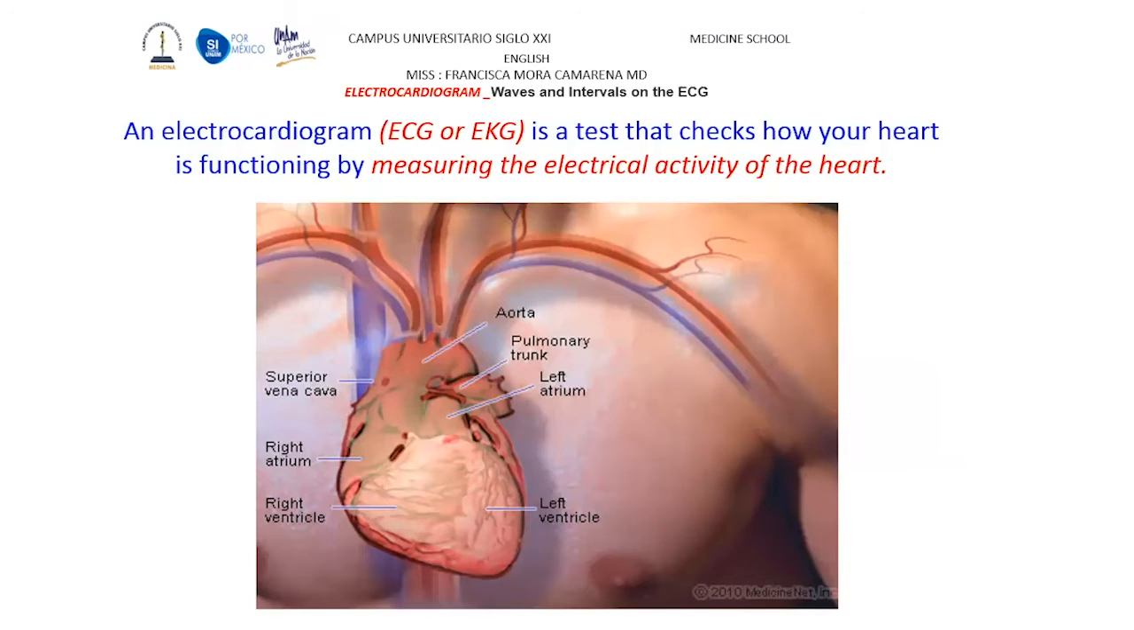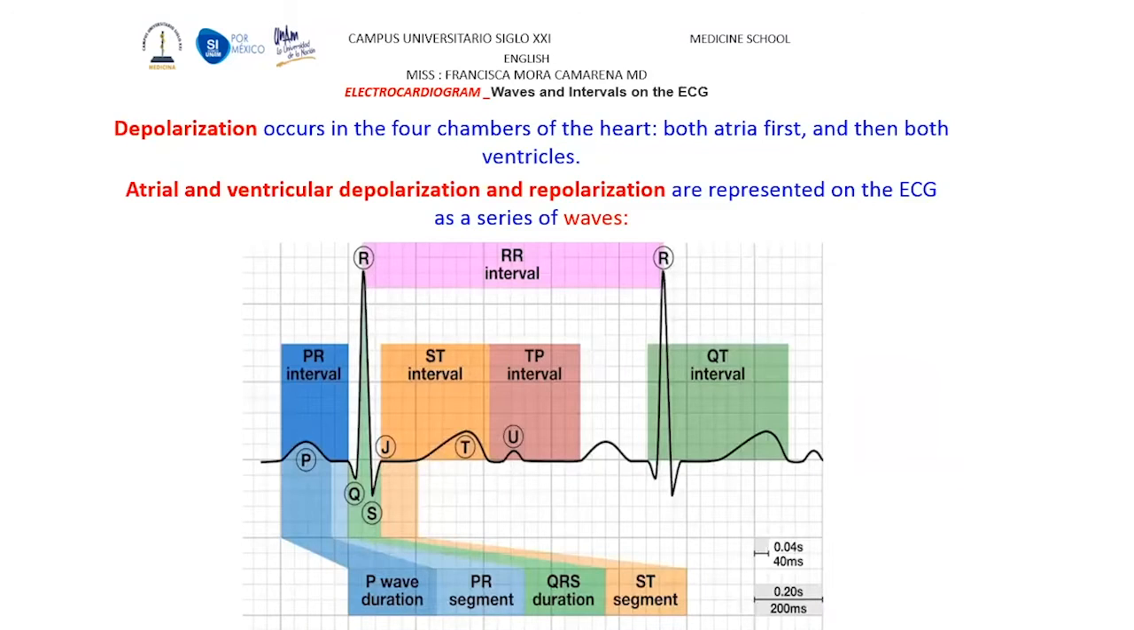Just to remember, the electrocardiogram is the tool that we use to measure the electrical activity of our heart and the function of the heart. We have the polarization in the four chambers of the heart: two atria and two ventricles. The atrial and ventricular depolarization and repolarization will be represented in our electrocardiogram.